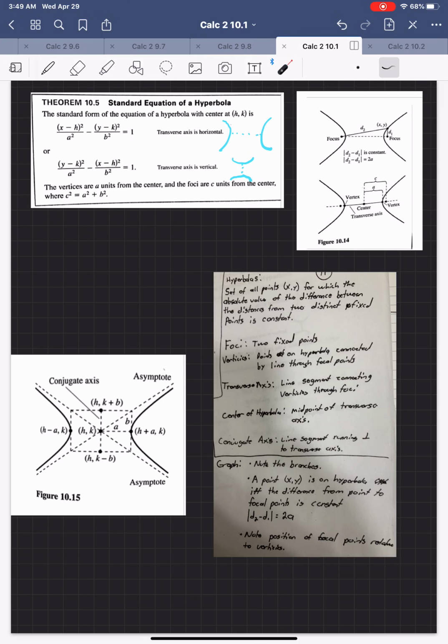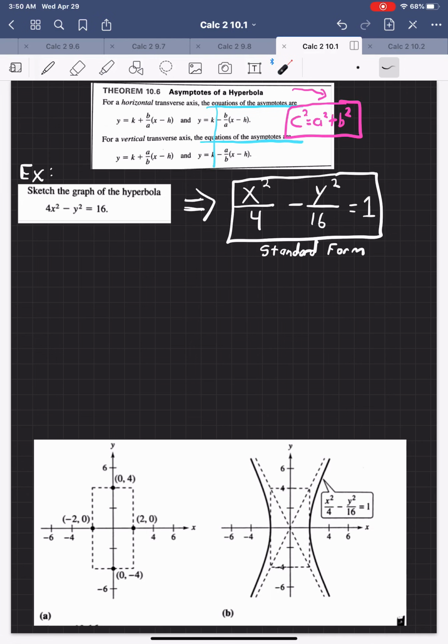So the last bit of information that will become more relevant in just a second: I have focal points, I have vertices, I have center. I need a way of describing the relationship, and this is the relationship that I'll write on the next page. So again, notice the difference between this and an ellipse. c squared is equal to a squared plus b squared. Okay, so that's the relationship between those distances.